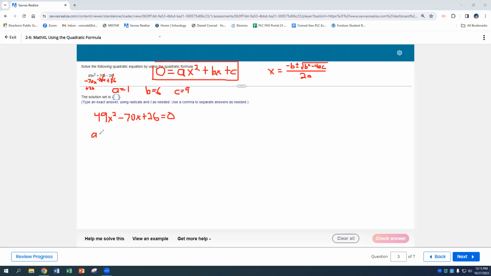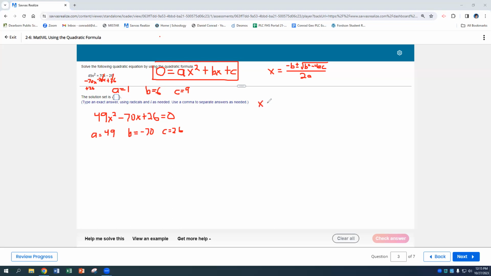So a is going to be 49. b is going to be negative 70. And c is going to be 26. And then I'm going to substitute those into my quadratic formula.